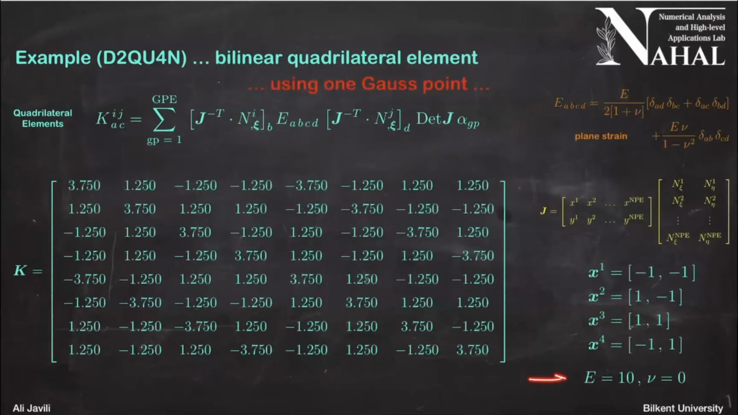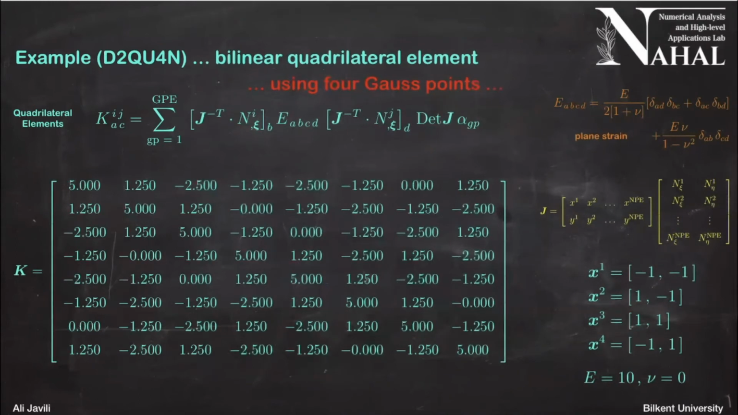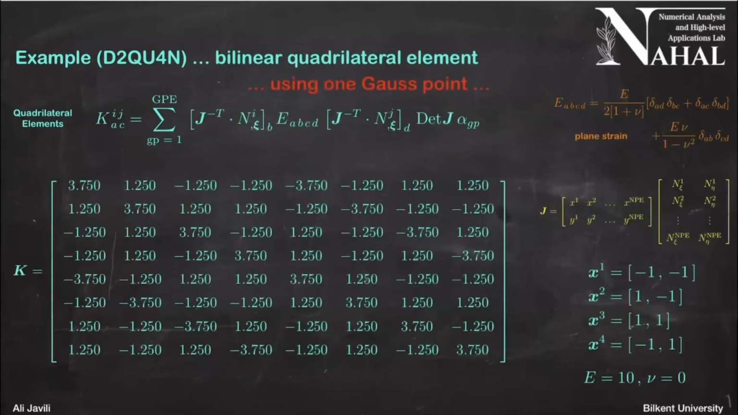Now I'm going to insert particular material parameters here. Assume E is 10 and nu is 0, for instance. If you look at your stiffness, you get this using one Gauss point. If I increase the number of Gauss points to 4, if you pay attention to these, for instance, look at this block.